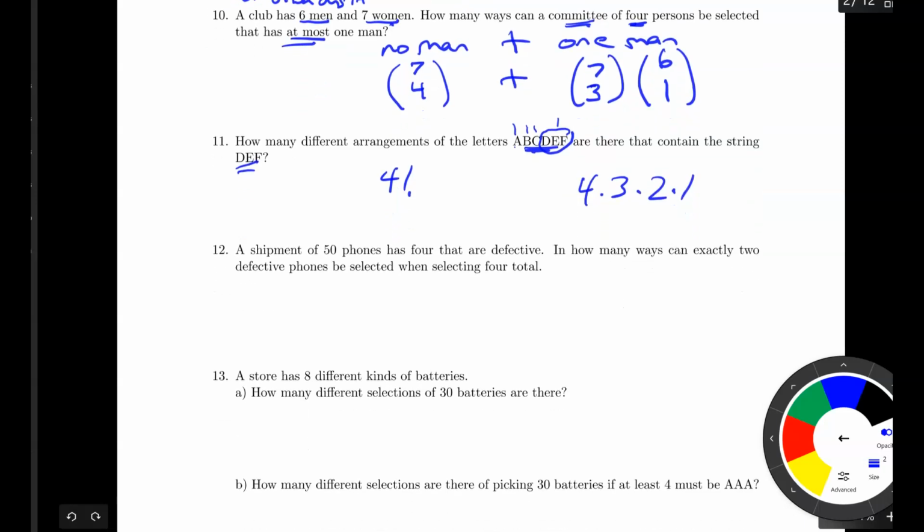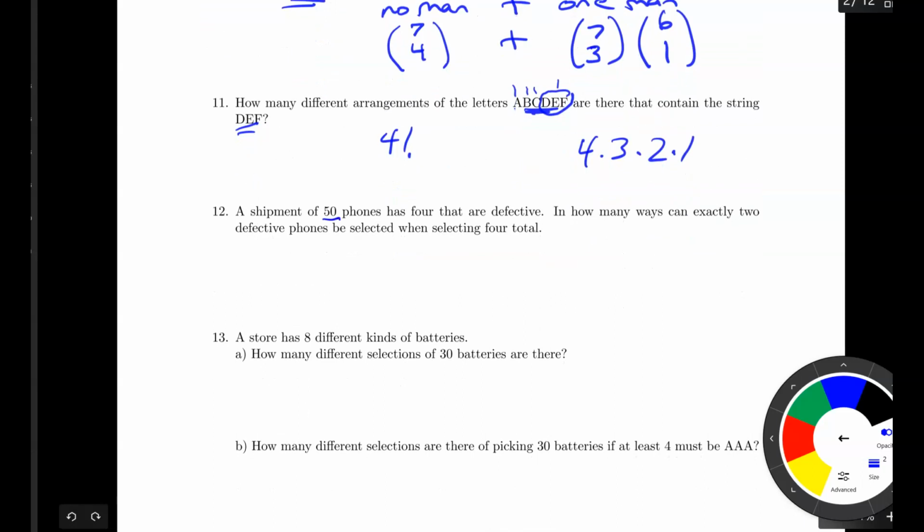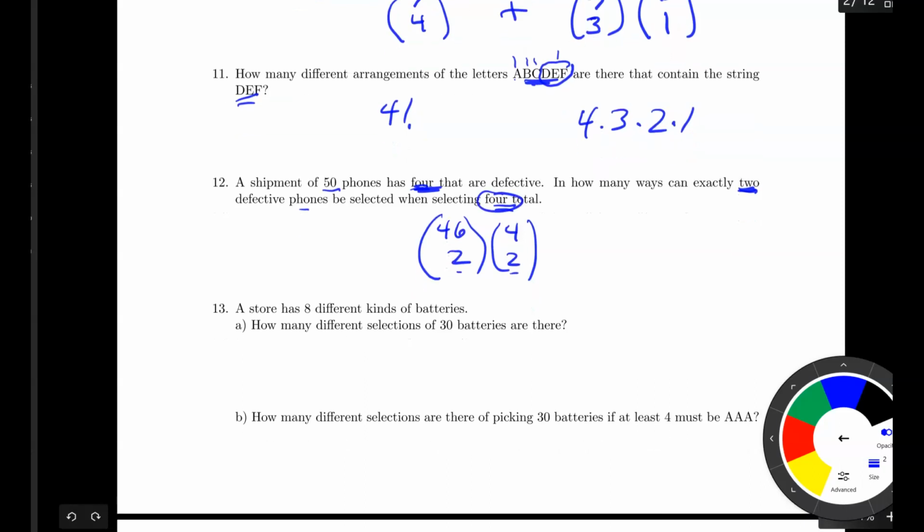That's 4 factorial. All right, so I've got 50 phones, and I know 4 are defective. How many ways can I pick exactly 2 defective phones when I'm picking out 4? So out of the 4 that are defective, I want to pick 2 out of those 4, I should say. And it's not out of 50 phones, because I know 4 are defective, so it's really out of the other 46 that I pick the other 2. So these 2 give me the 4 phones total that I'm choosing.